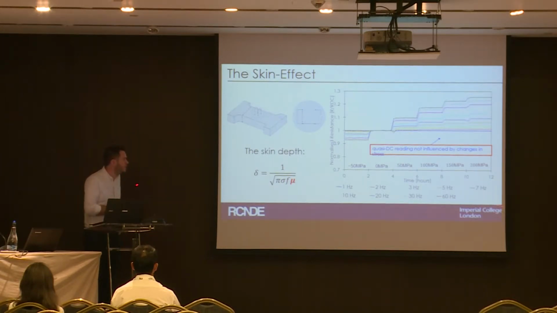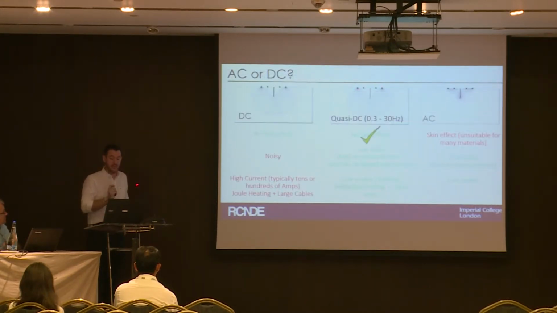On the other hand, if you reduce the frequency all the way down to, say, 1 or 2 hertz, you see we just have this horizontal line here. We're insensitive to these changes in stress. This is, of course, good because this allows us to accurately measure the thing we're actually trying to measure, say, the crack length. So by using these very low frequencies we're able to suppress the skin effect, which is a good thing.